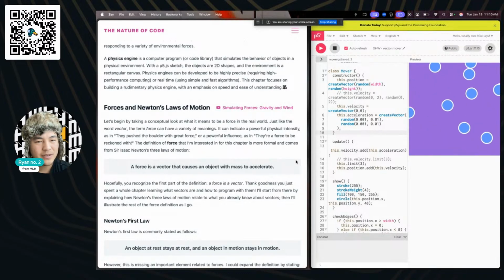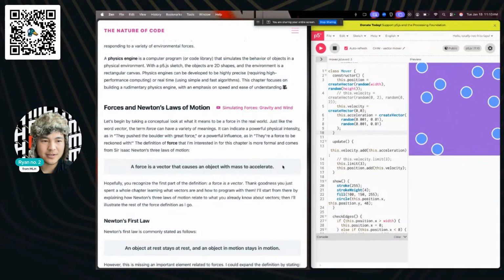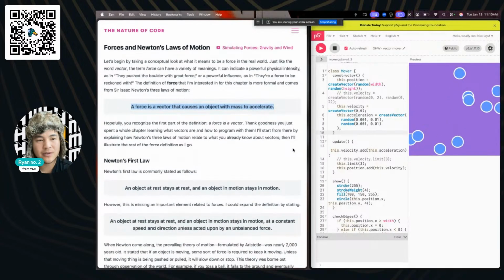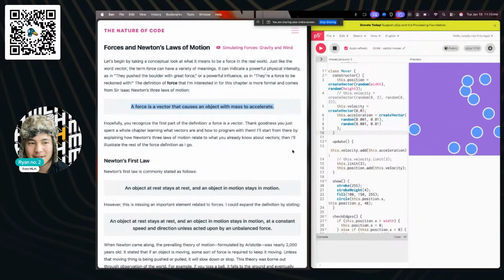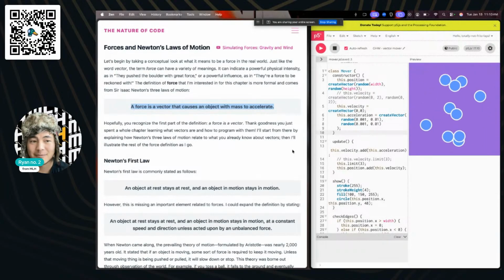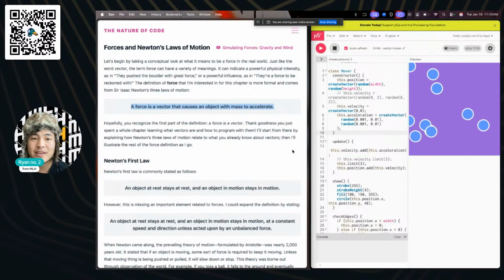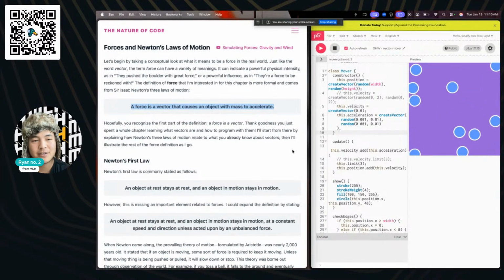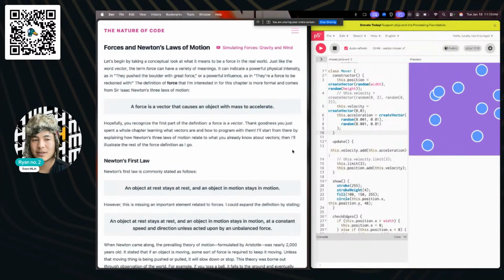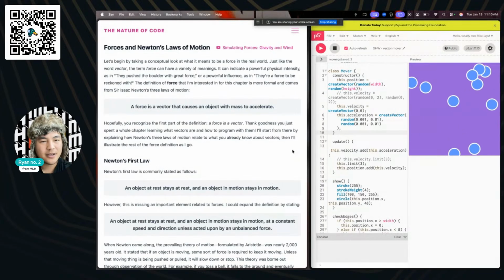What does it mean to be a force in the real world? Just like the word vector, forces can mean a ton of things, but the definition we are going to be rolling with is that it is a vector that causes an object with mass to accelerate. As a quick recap, we know that a vector has both magnitude and direction. And so a force is just something that pushes something to move faster and faster and faster.